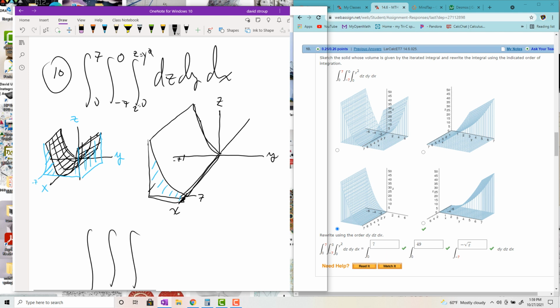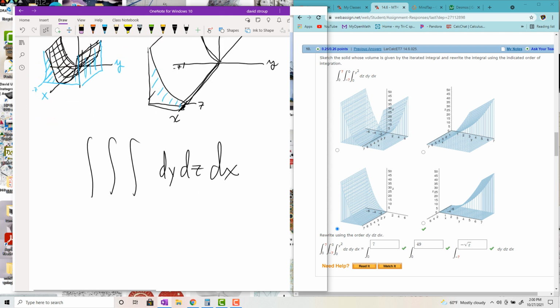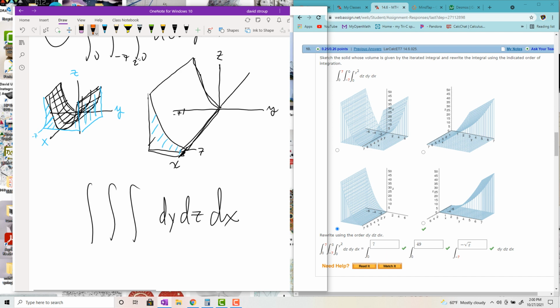And this is where it becomes visually challenging. So if you're a good visual thinker, you should excel at this stuff. They want you to change it into dy, dz, dx. Okay, so your floor now is going to be the xz plane. Redrawing it a little bit, that would be this right here. That would be your xz plane.